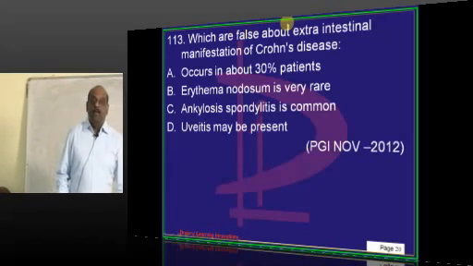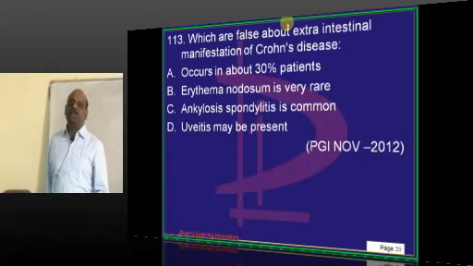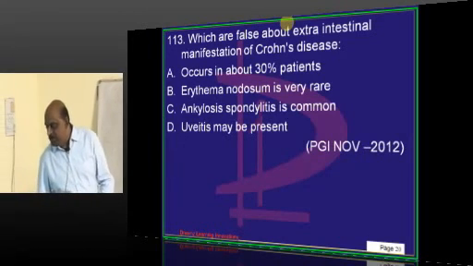What are the extraintestinal manifestations of Crohn's? A Crohn's, a ulcerative colitis.